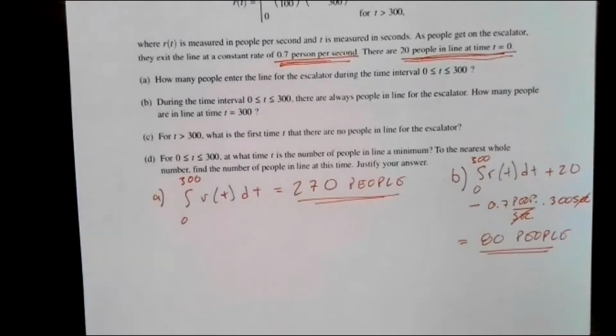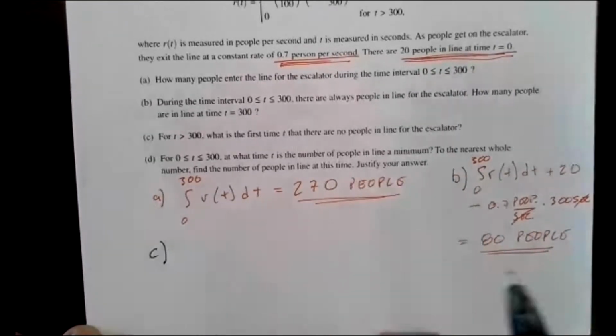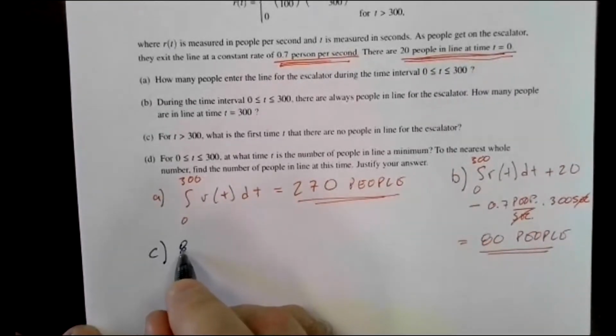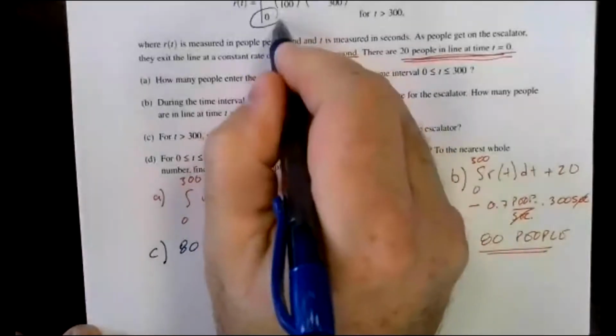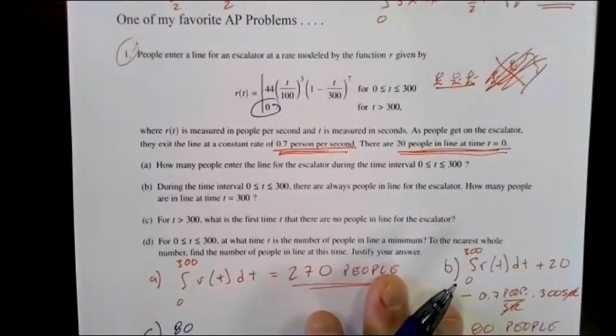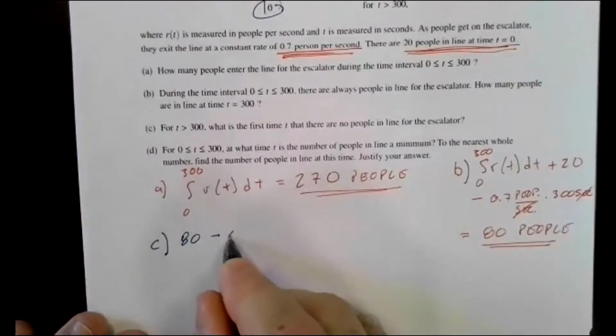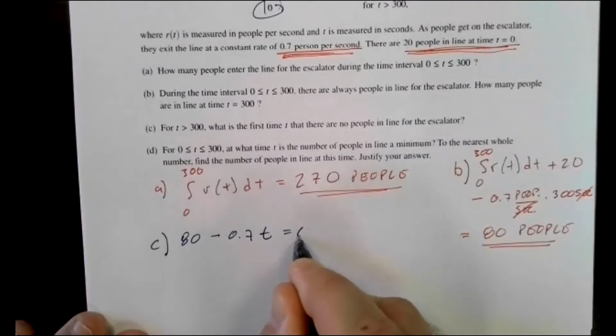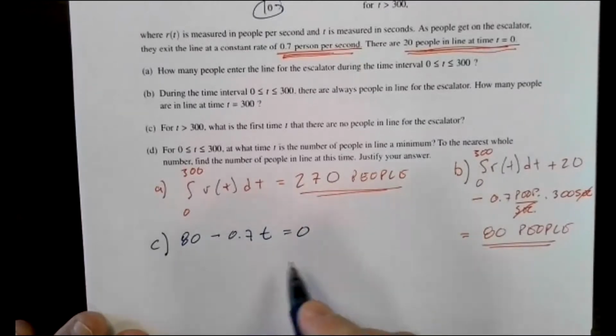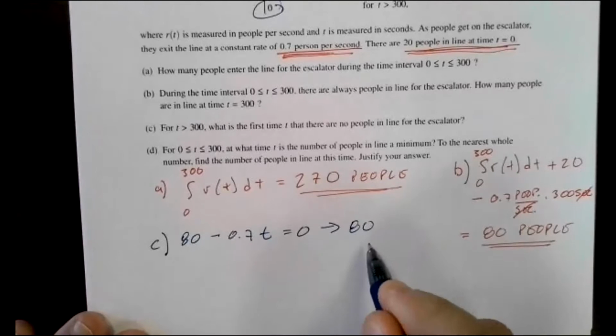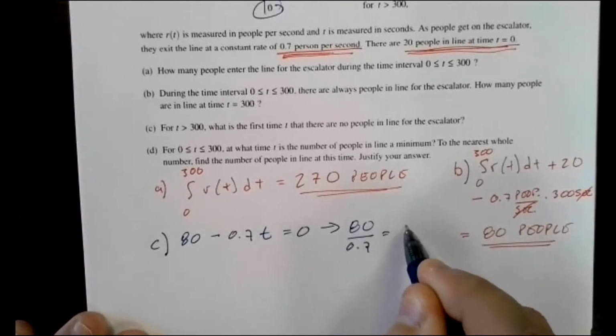All right, let's keep going. For t greater than 300, what is the first time there are no people in line for the escalator? So calculus kind of just went right out the window. This is 0 up here. They're not getting in line anymore. The mall closed or something, I don't know. So 80 minus 0.7 t equals 0. 80 over 0.7 equals t.